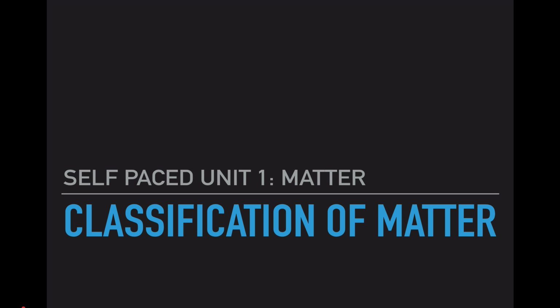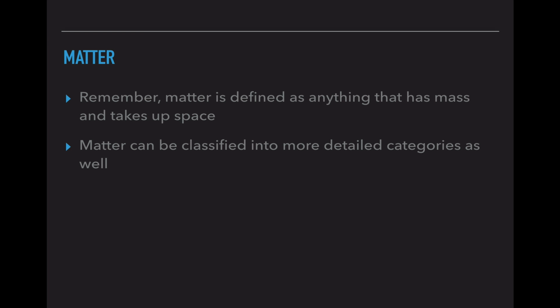Hey guys, today we're going to talk about how to classify matter. On the last set of notes, we were able to talk about different types of matter. Now we're going to classify those types of matter into smaller categories. So remember, matter is defined as anything that has mass and takes up space.